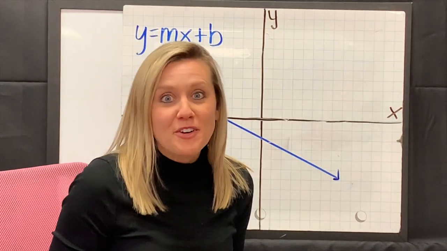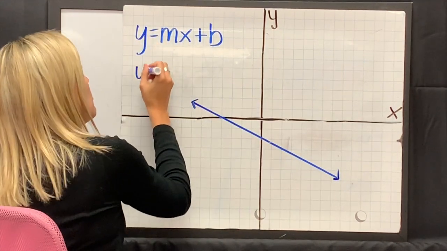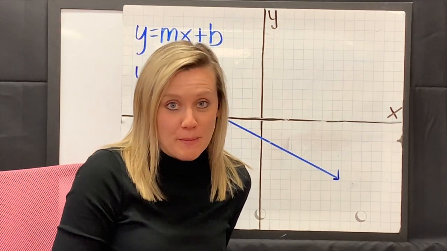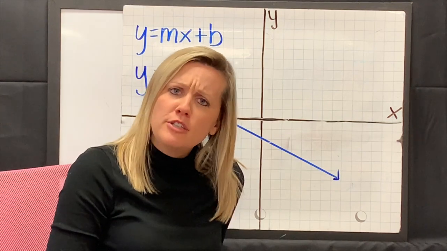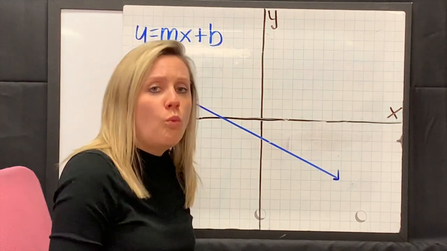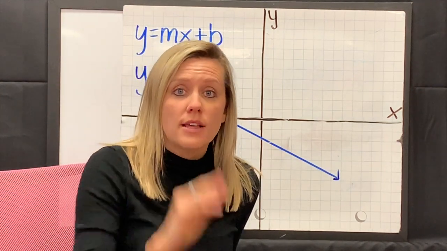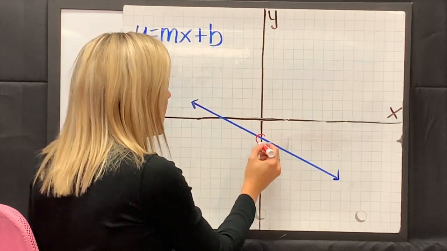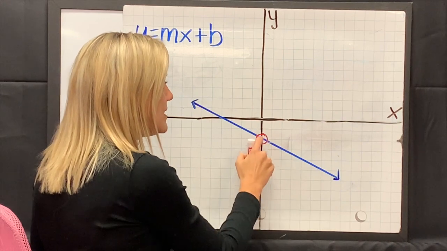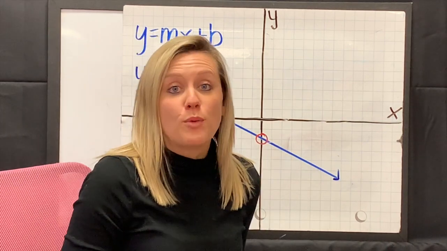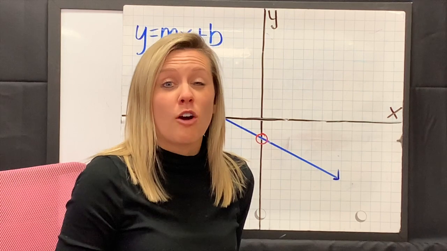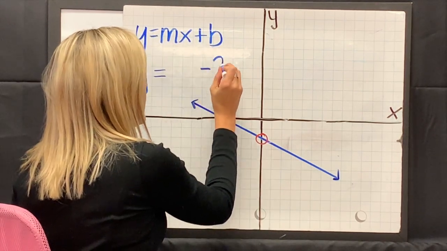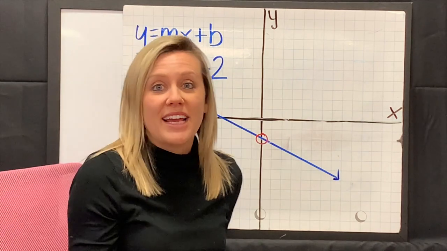Okay, after that, we are going to write y equals, because that is how our equations start in slope-intercept form. And the next thing I want you to do is look and see where this line crosses the y-axis. So it looks like this line crosses right here down at -2. So -2 is going to be our y-intercept, and that goes right here. I'm going to write -2.